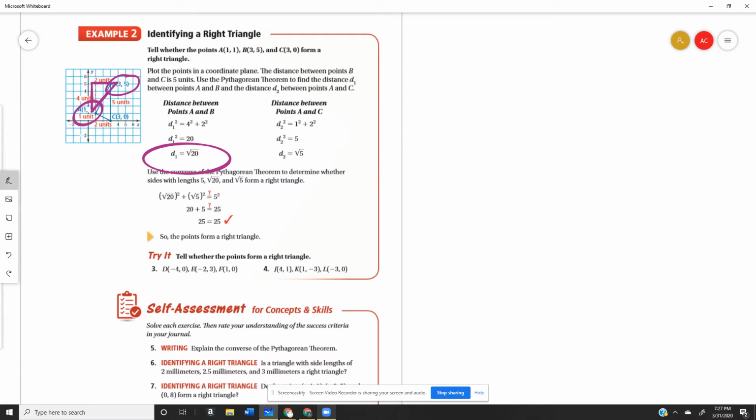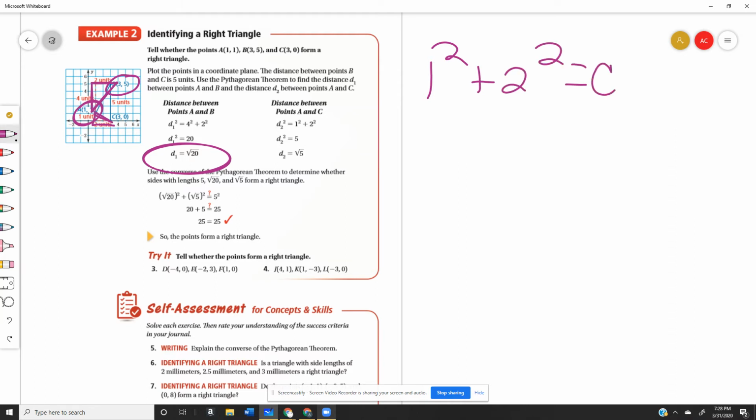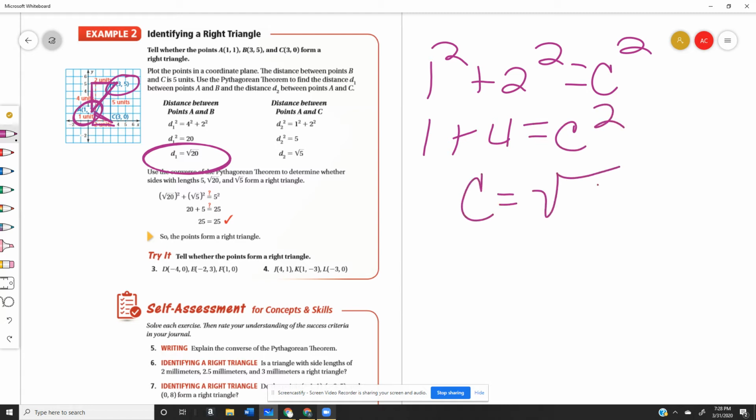Now we need to find the distance between A and C right here. We know that the first leg is 1 squared and the second leg is 2 squared, and they equal C squared. So we have 1 plus 4 equals C squared. So C equals the square root of 5. And that's where that comes from right there.